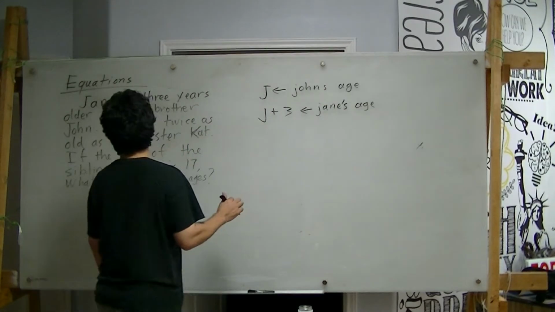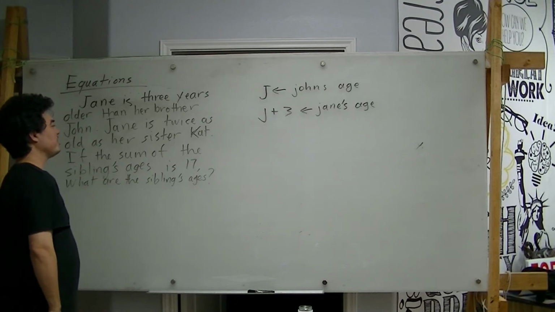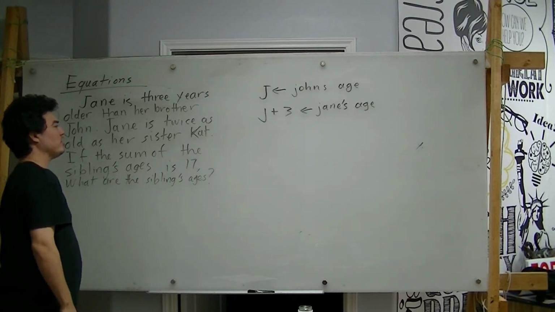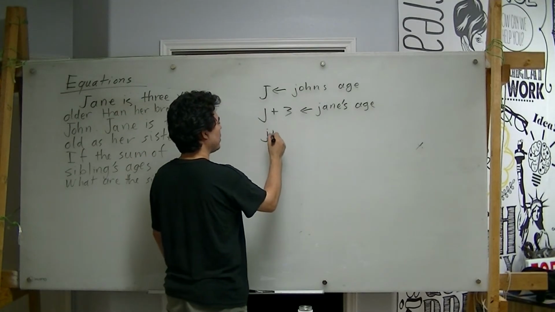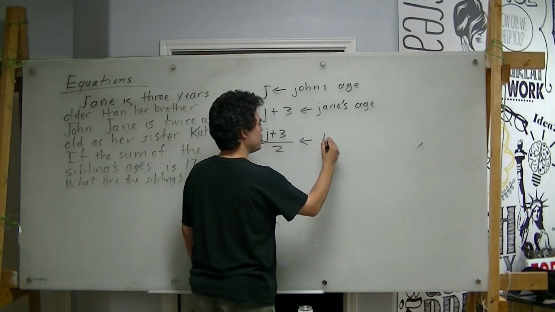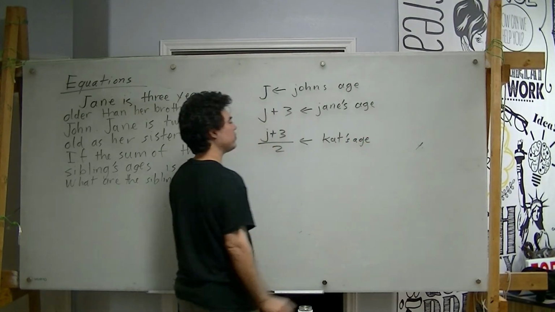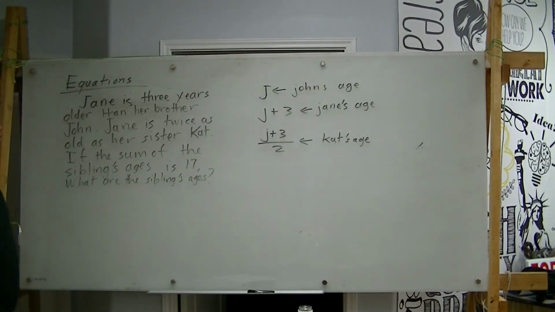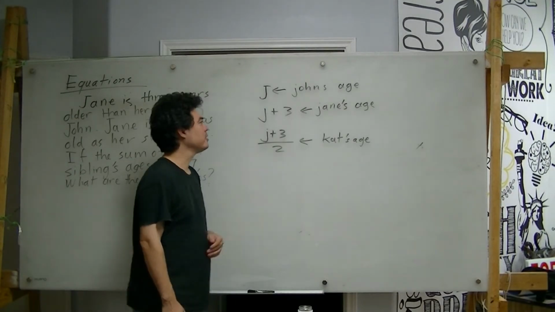And finally we know that Jane is twice as old as her sister Kat. So Kat would have to be J plus 3 divided by 2. This is Kat's age. Okay, so this is the first step in solving this word problem: going from a verbal description of the problem into an algebraic formulation of the individual pieces.